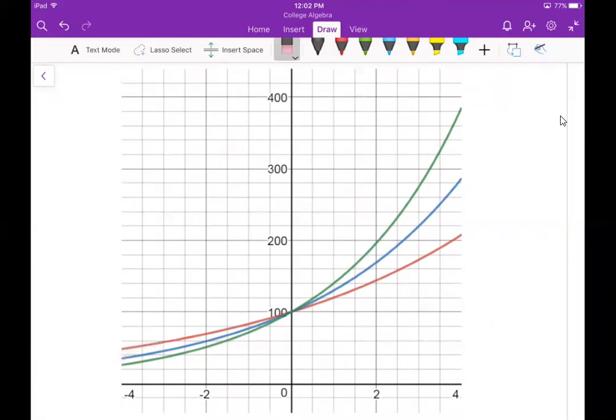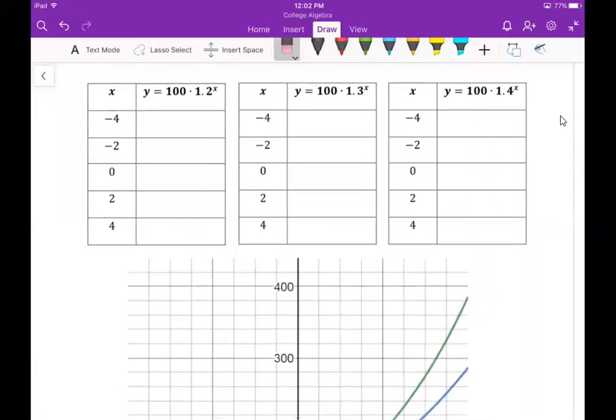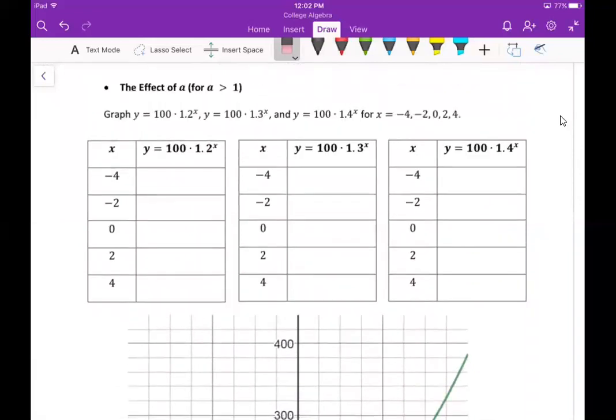So what we want to identify now is what's creating that difference in the rate of change. What's making the green one go up faster than the blue one go up faster than the red one? And so we're going to investigate. These 3 graphs were created from these 3 equations above. We're going to use 5 points and see if we can match them to the graph, and see if we can tell which graph is which.